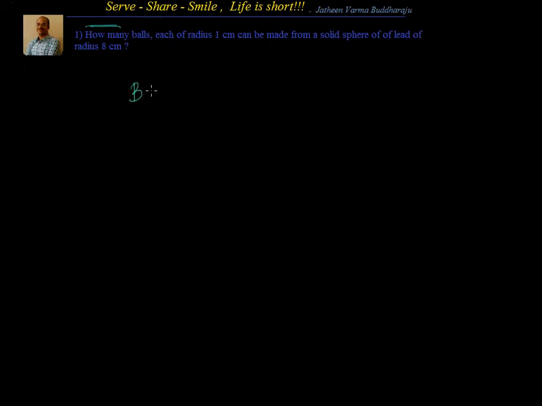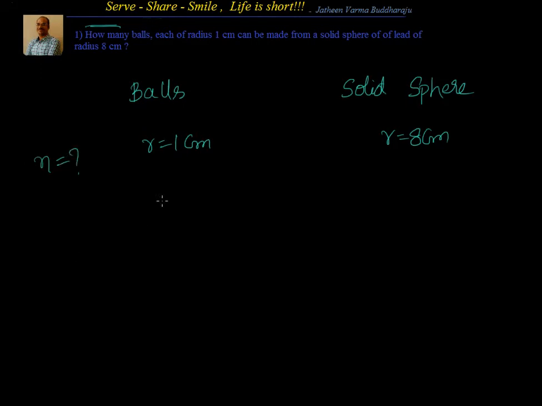So we know, let's write it down. For the solid sphere we have radius 8 centimeter. For the balls we have radius equal to 1 centimeter. We have to find out n, how many. Okay, now what is the formula here? We want to take the solid sphere, and from that we want to make 1 centimeter balls. Both of them are spherical.